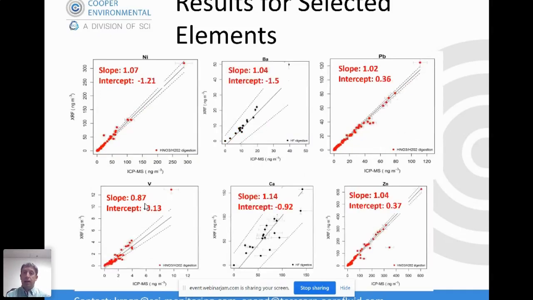And then on the next slide, I have 6 additional elements. We have nickel, barium, lead, vanadium, calcium, and zinc. And again, we're seeing very, very good agreement between the reference method and the Xact, indicating that the Xact is, in fact, comparable to standard laboratory methods, and that the data can be used much in the same way as laboratory method data can be used, at least from an accuracy perspective.